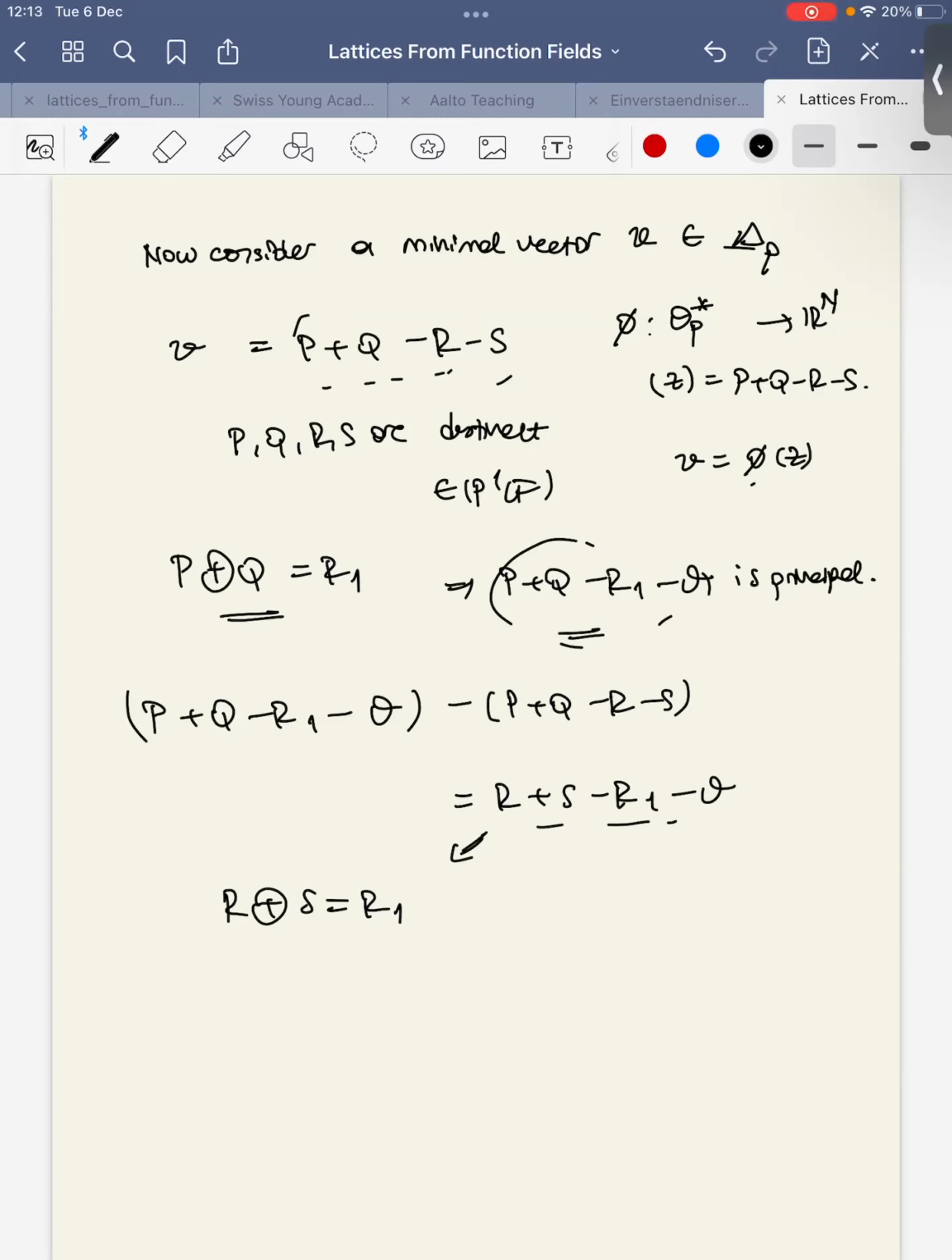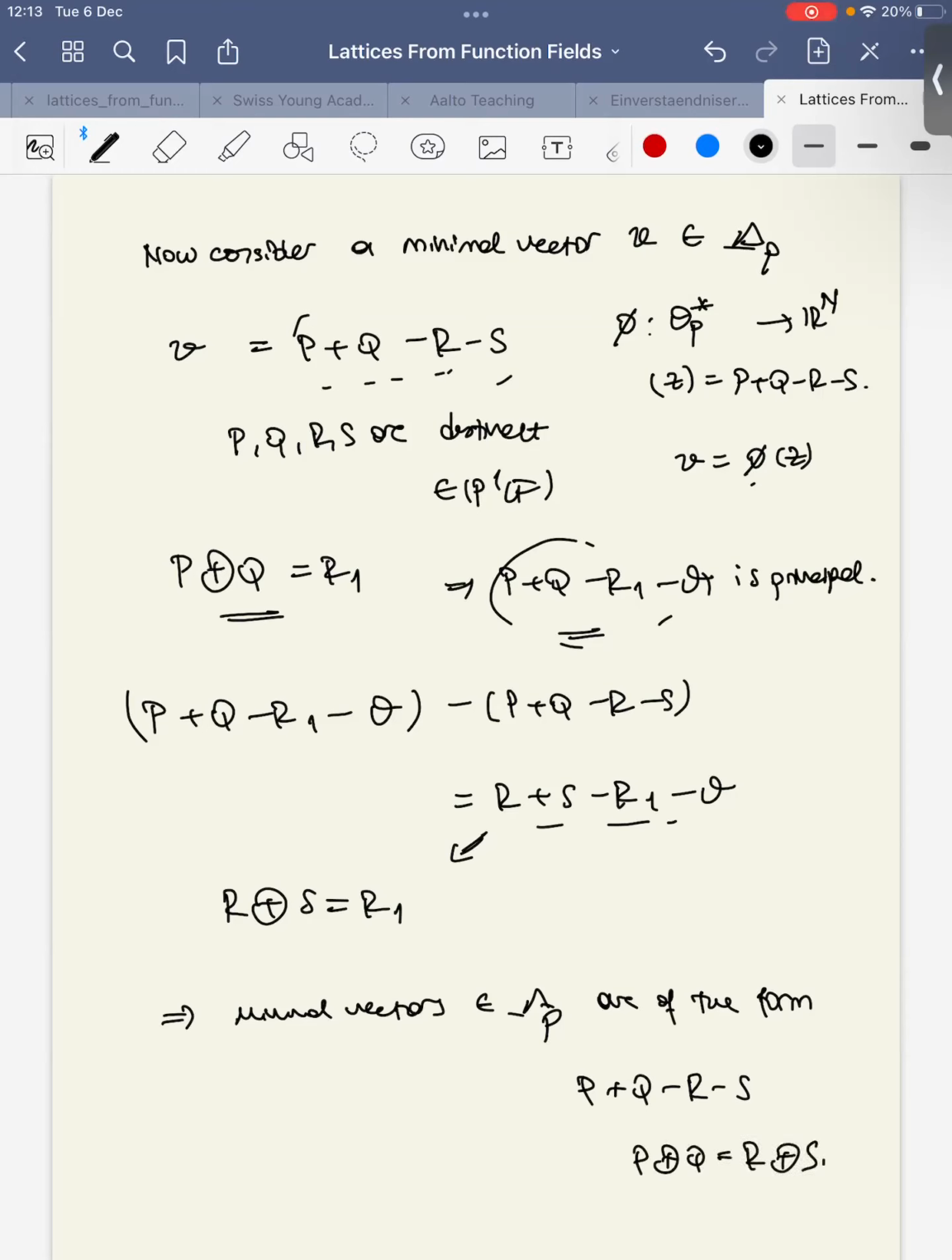So this is also principal, right? So we can conclude that the minimal vectors inside of our elliptic function field are of the form P + Q - R - S, where P, Q, R, S are distinct, and P + Q is equal to R + S.